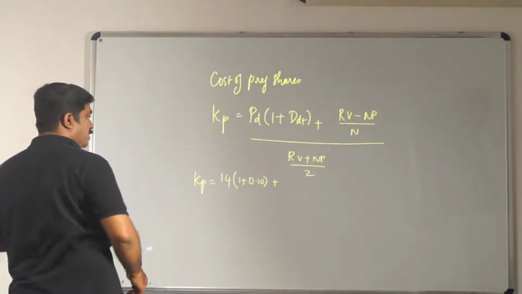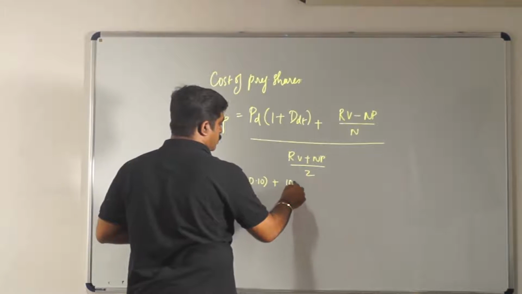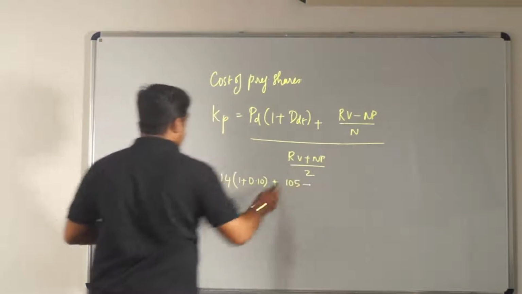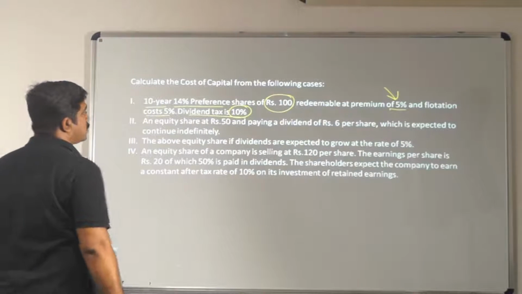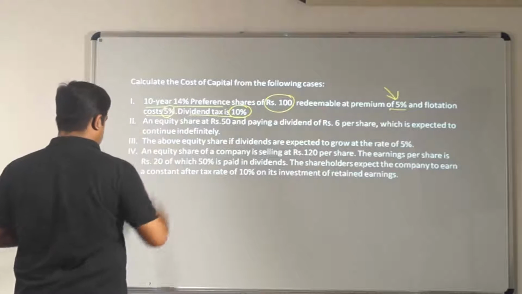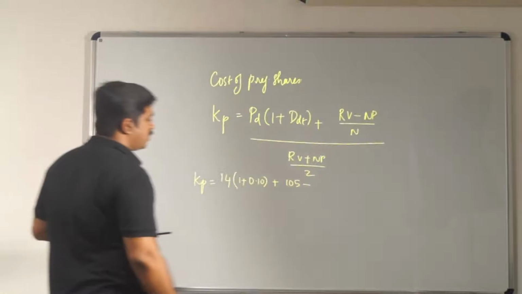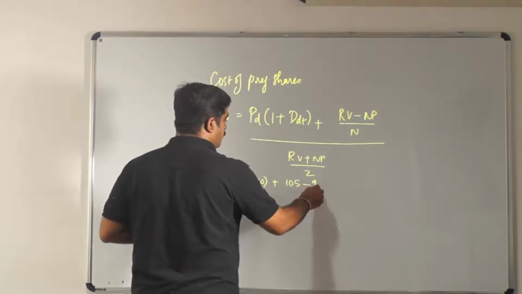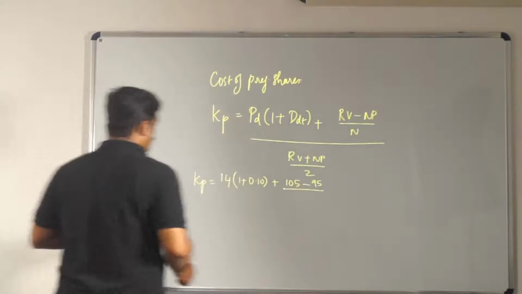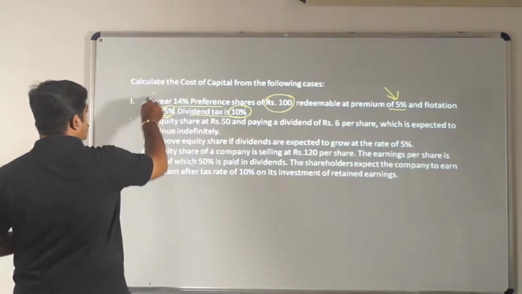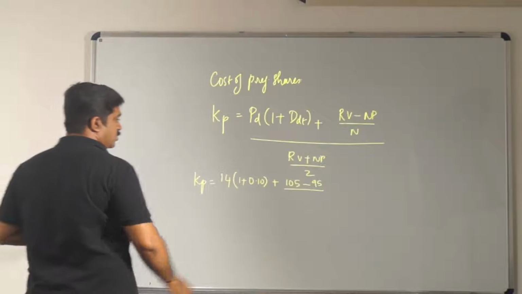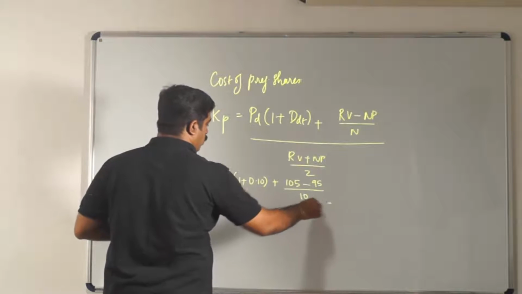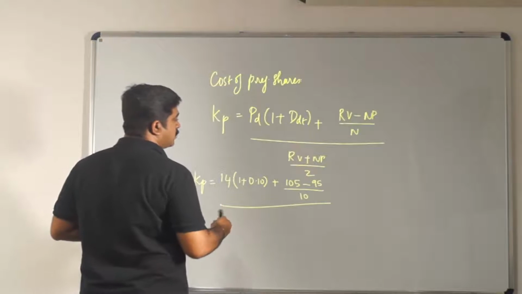So 100 will be redeemed at 105, minus NP. There is a flotation cost. So what is the flotation cost? Flotation cost is 5%. So what is received is 100 minus 5, that is only 95. And divided by how many years? What is the life? Life is 10 years. N is equal to 10. So divided by 10, whole divided by RV plus NP by 2.